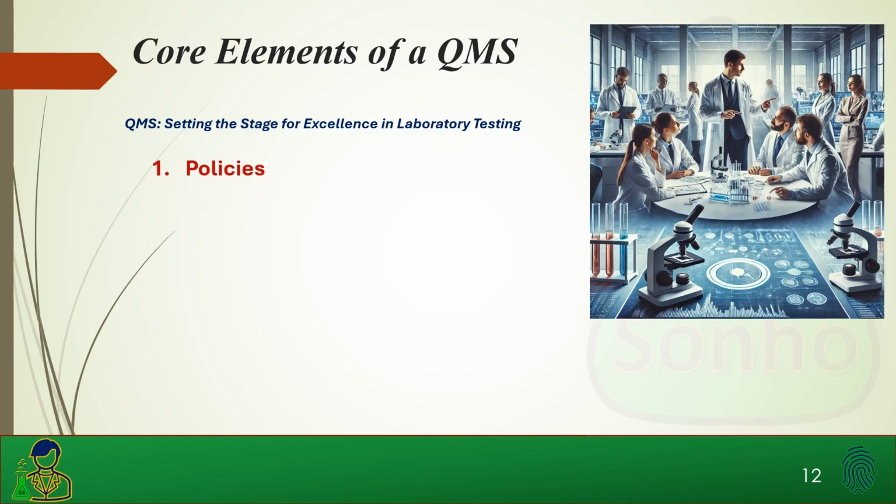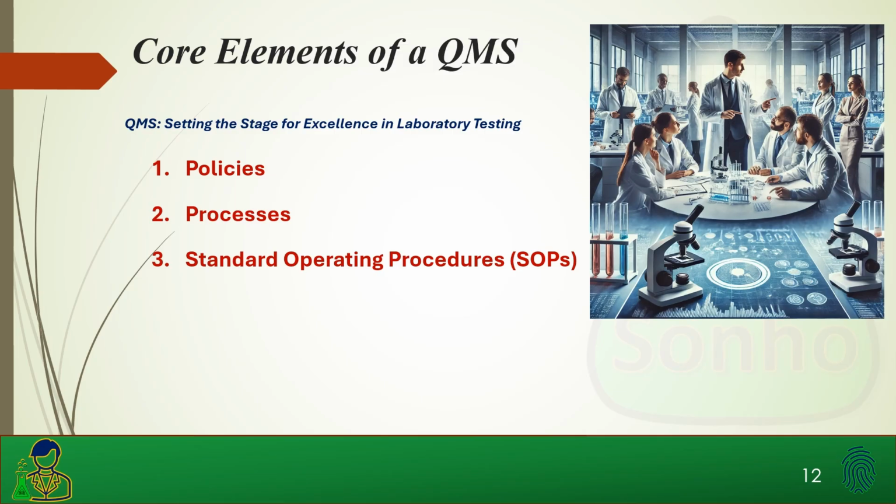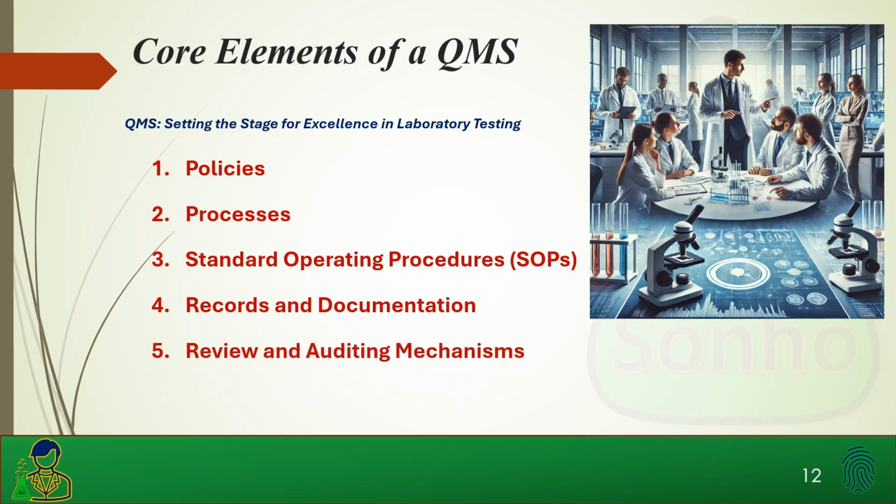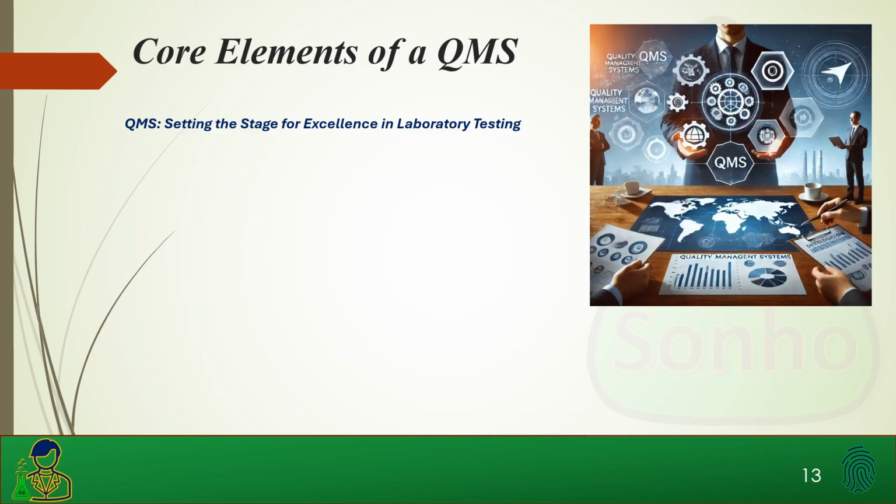First important part of a QMS are the policies. Then your processes, which include standard operating procedures or SOPs, documentation and record keeping, review and auditing mechanisms, as well as error management and corrective actions. All these make up a good QMS system, from beginning to end, from initial policies put in place, how you review them, documentation, and how errors are managed.